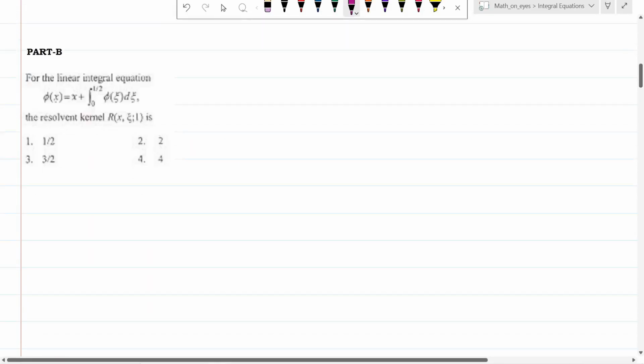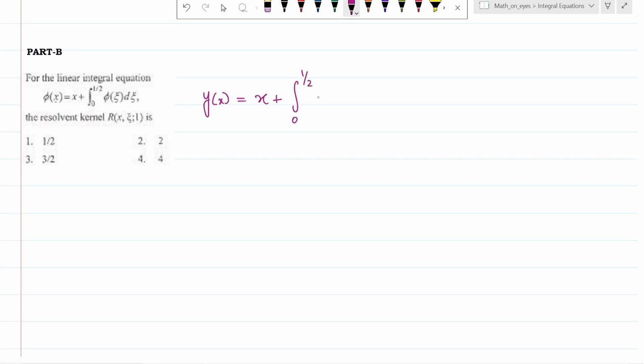For the linear integral equation phi of x is equal to x plus integral 0 to 1/2 phi of zeta d zeta, now we will write it in the convenient form y of x is equal to x plus integral 0 to 1/2 y of t dt. I've replaced phi by y and zeta by t. They've asked us to find the resolvent kernel R of x comma t comma 1.